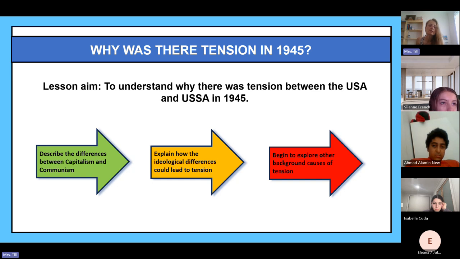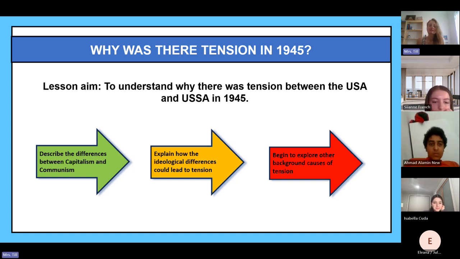So in this example, we're going to describe the differences between capitalism and communism, explain how the ideological differences could lead to tensions, and begin to explore other background causes of tensions. Isabella, what do we mean by ideological? I don't think I've heard the word ideological before.